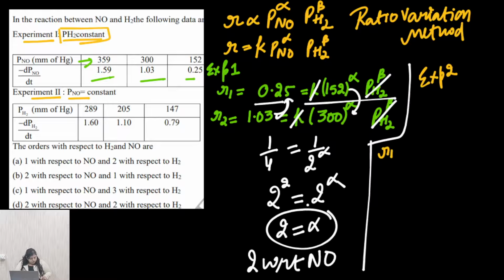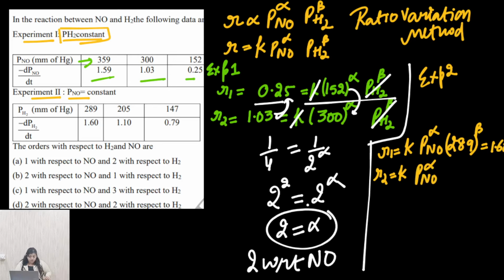So the rate R1 will be K into the pressure of NO raised to the power of alpha, and the pressure of hydrogen, it is 289, raised to the power of beta, and the rate value is 1.60, right? And the other rate expression you have is R2, that is rate constant K, pressure of NO raised to the power of alpha, and the pressure of hydrogen is 147 raised to the power of beta. The rate value is 0.79.